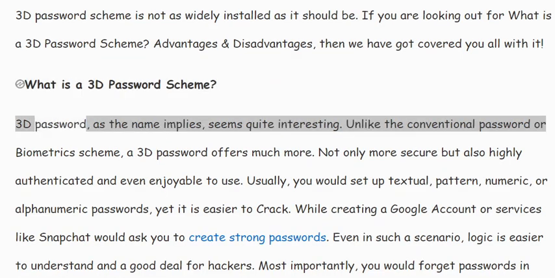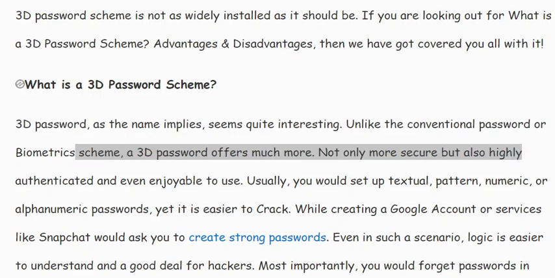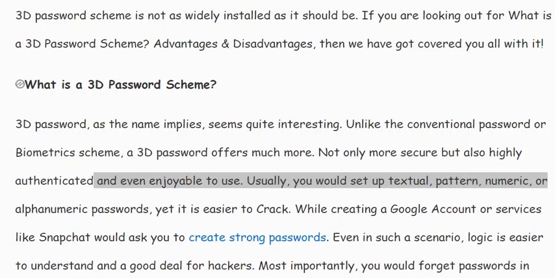3D password, as the name implies, seems quite interesting. Unlike the conventional password or biometrics scheme, a 3D password offers much more. Not only more secure, but also highly authenticated and even enjoyable to use.